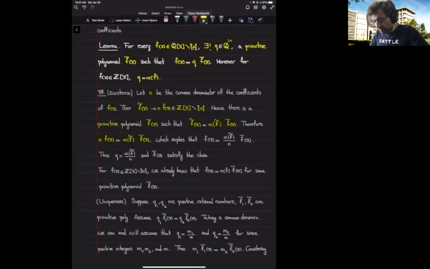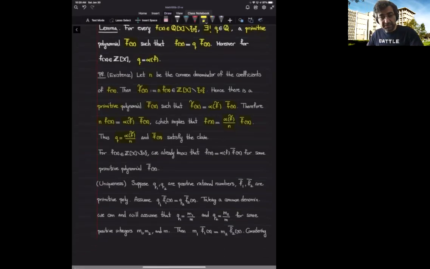Now that means we showed that n times f, for some positive integer n, is alpha of f tilde times a primitive polynomial. Dividing both sides by n, I deduce that f can be written as a positive rational number times a primitive polynomial. And that shows the existence. If I set this positive rational number to be q, that gives us the equation that we asked for. So this q and f bar, which is primitive, give us the pair of a positive rational number and a primitive polynomial that give us the desired equation.